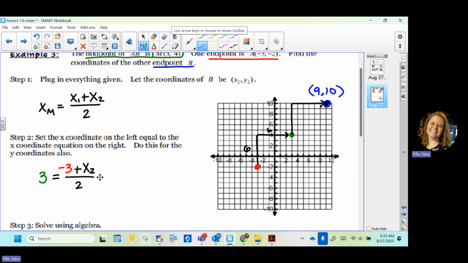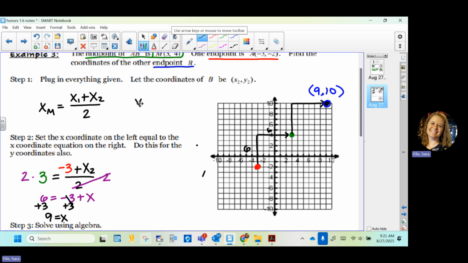To solve this, I would first multiply the 2 to the other side to get rid of the denominator. So then I would have 6 equals -3 plus x, and you could drop the subscript since there's only one x now, if you wanted to. Then I would add the 3 to the other side, and I got 9. Isn't that the same x value we got counting on the graph? And then you would have to do the same thing for y.